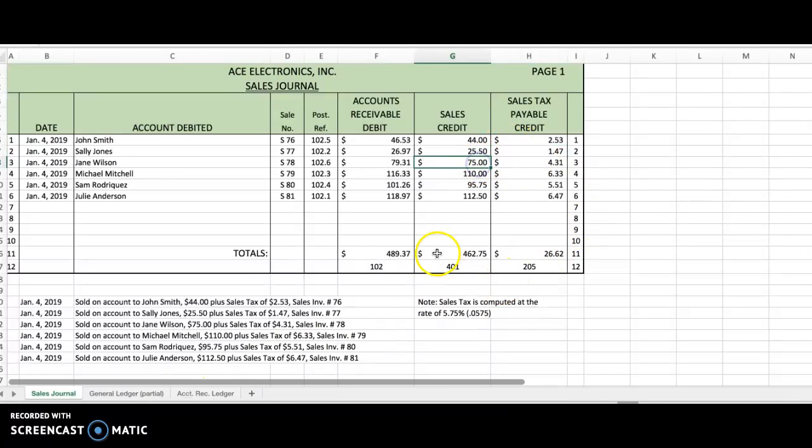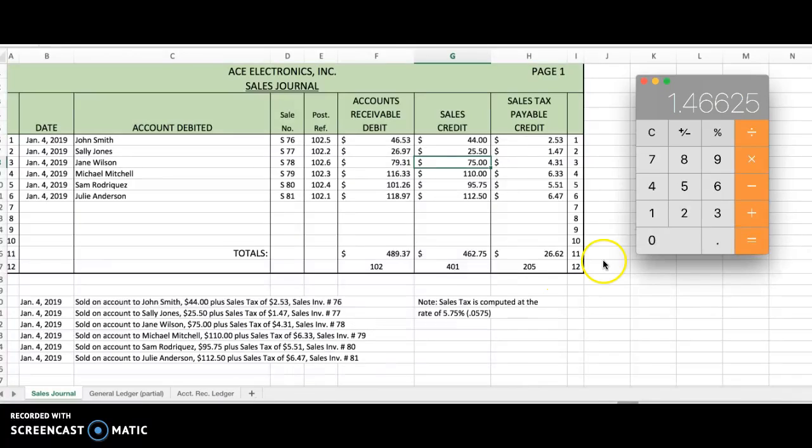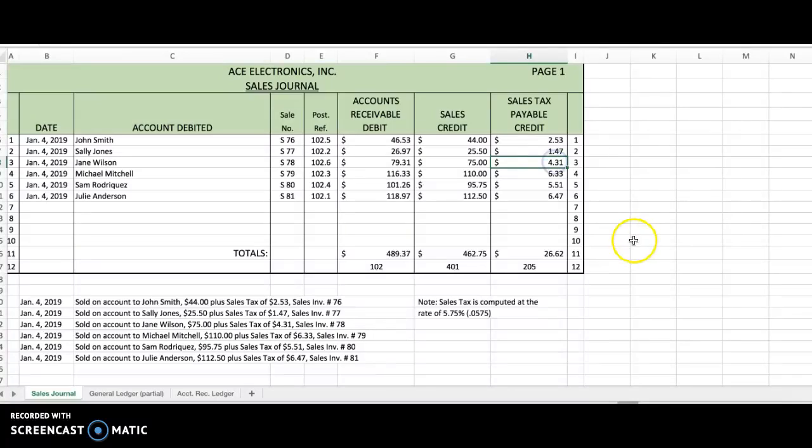Look at the next one. Jane Wilson, $75 is the sale. 75 times 0.0575 will equal, in this case, 4.3125. This digit, again, is less than 5, so we keep it at $4.31. So keep that process in mind as you figure sales tax. In this case, it's all done for you.